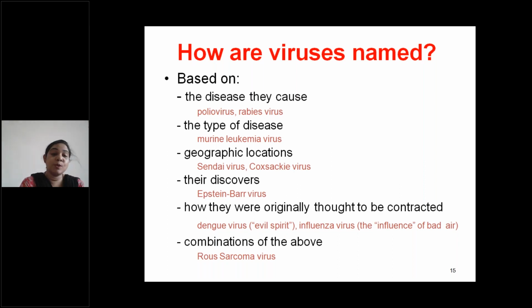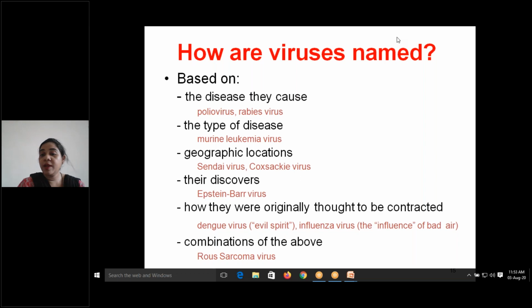Next, depending upon the geographic locations, where it is distributed in the world. Example, Sendai viruses, Coxsackie viruses. Any other virus have you learned? There is coronavirus, and one Middle East respiratory syndrome coronavirus, MERS. Understood? That coronavirus is called MERS because it originated from there. Next, any other example? COVID.